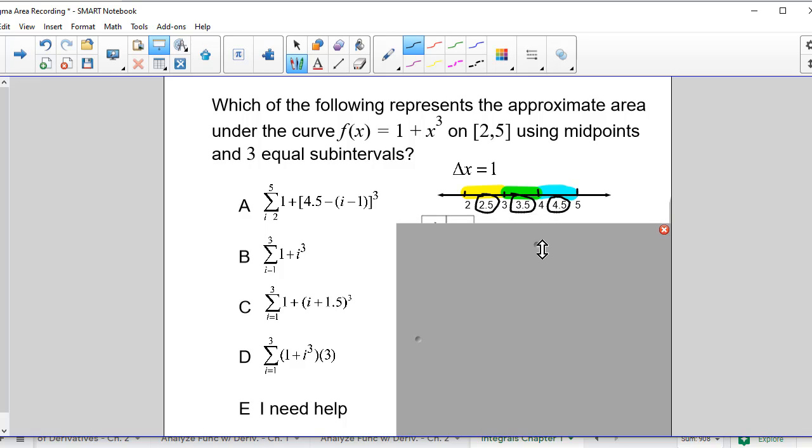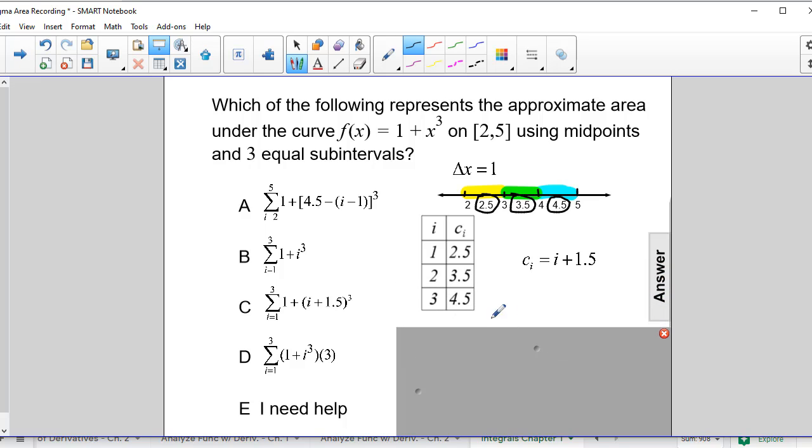When it comes to setting up our summation, I want the index i to go from 1, 2 to 3. At the same time, c sub i is going to be 2.5, 3.5, and 4.5. So when i is 1, I want 2.5. When i is 2, I want 3.5. And when i is 3, I want 4.5. It's obvious that you're adding 1.5 each time, so c sub i will equal i plus 1.5.